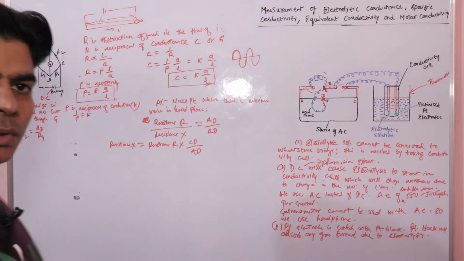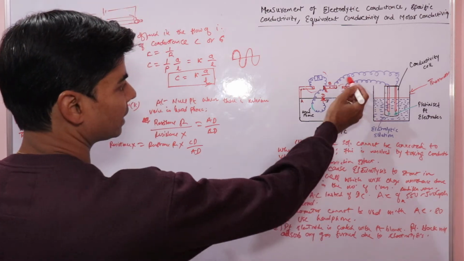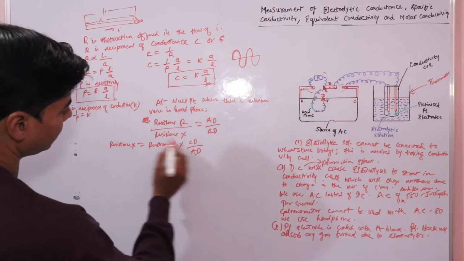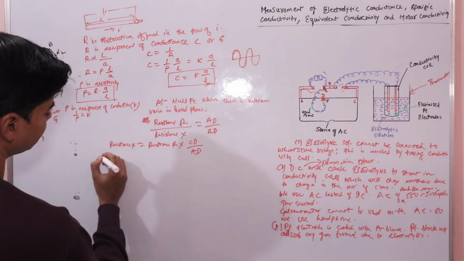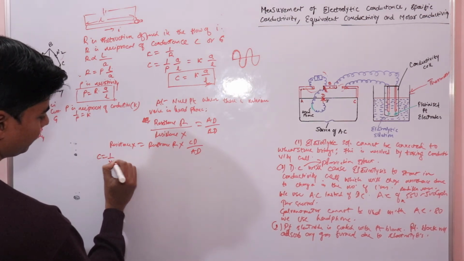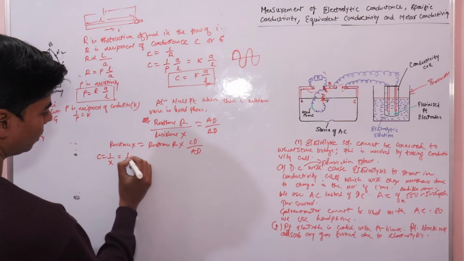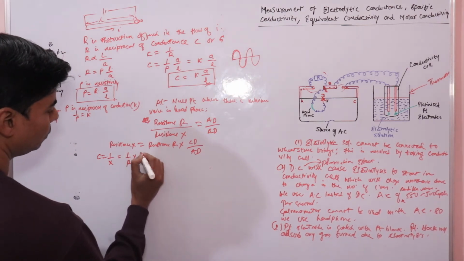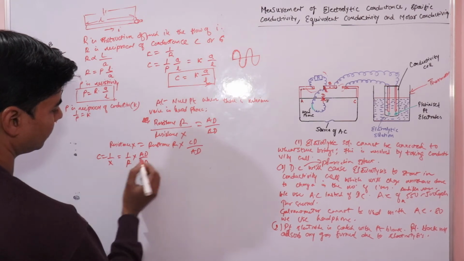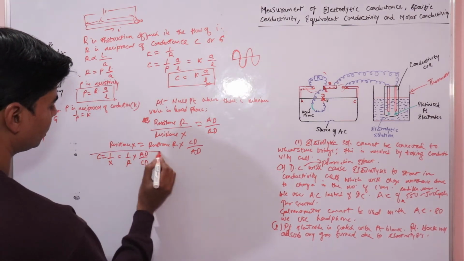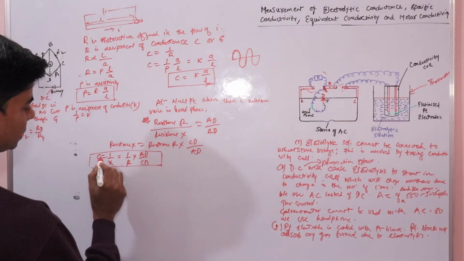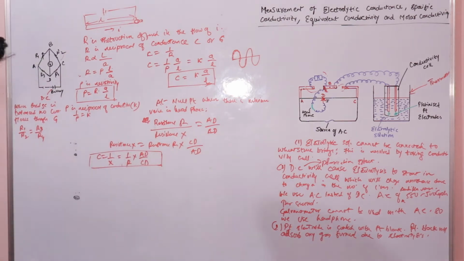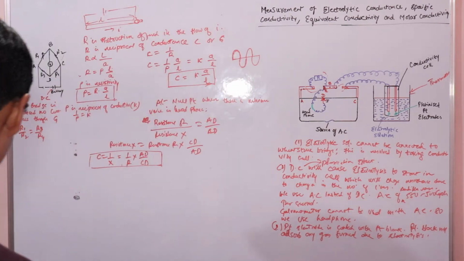So from this relation, you can find the resistance X of this electrolytic solution, right? And we know that from this relationship, conductance is reciprocal of resistance. So conductance is equal to 1 upon X, right? So 1 upon X means 1 upon R into AD upon CD, length AD upon length CD. Once you have the value of resistance, you can find conductance. This is the relation to find conductance and resistance of this electrolytic solution, right?